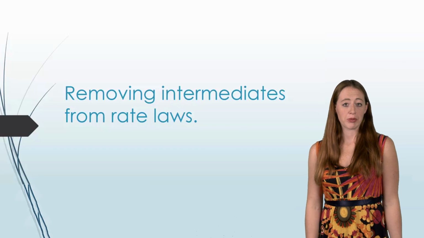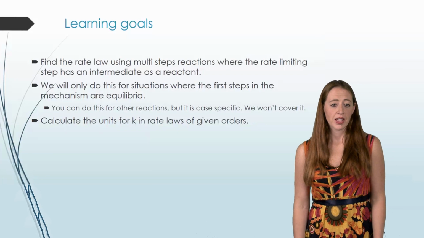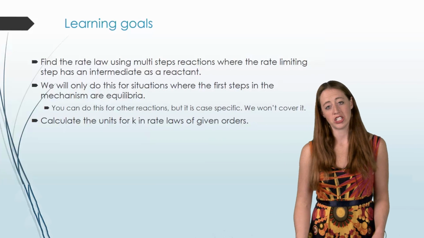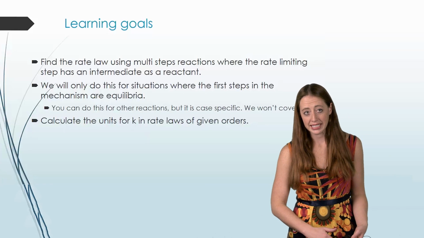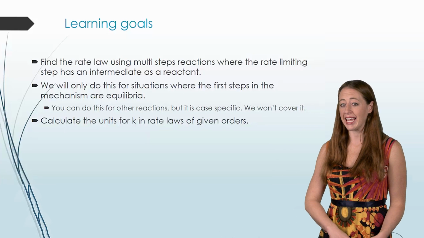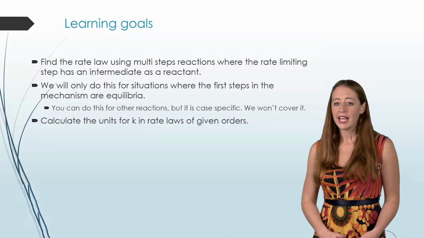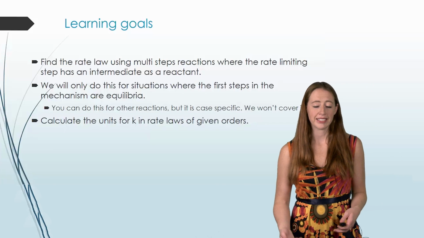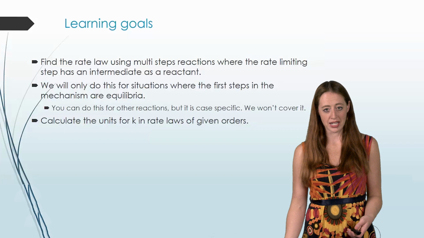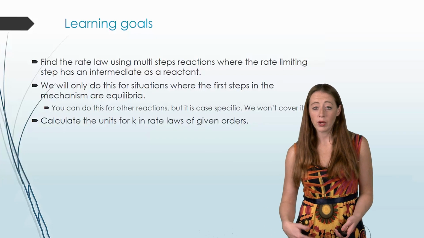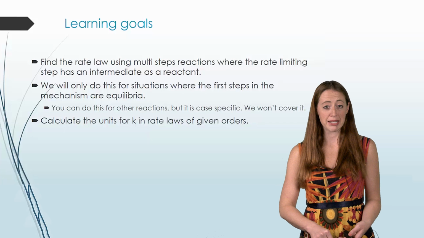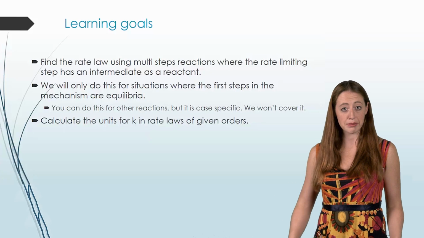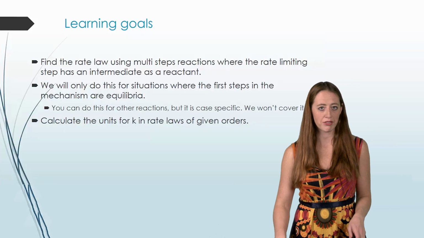Removing intermediates from rate laws. So last time we talked about how to determine rate laws for multi-step problems. We talked about intermediates, and we talked about how those can't be in rate laws. Now we're going to spend some time saying, okay, but what if we have a multiple step system, and what if when we go to write our rate law, we write it based on the reactants of the rate limiting step? So remember all of that from last time.